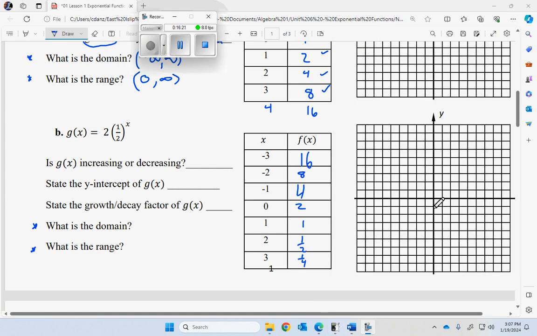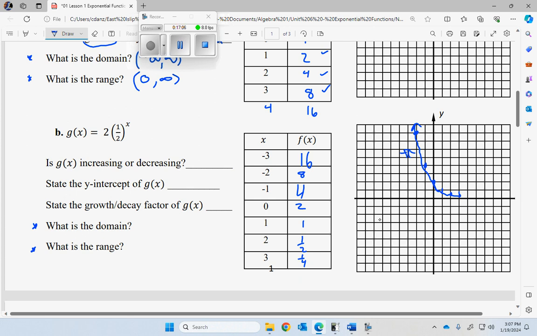So I can't fit -3, 16, so I'm not going to plot that point, but I will plot -2, 8, and -1, 4, and 0, 2, and just be really careful here. It's going to get closer and closer and closer to the x-axis, but it will never touch it. Sorry, the pen I'm writing with, I have a hard time with.